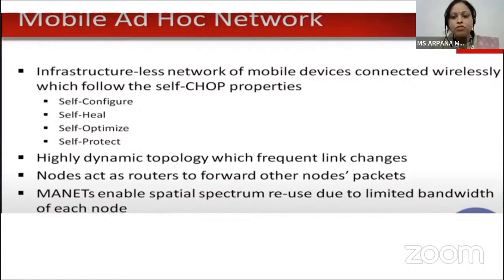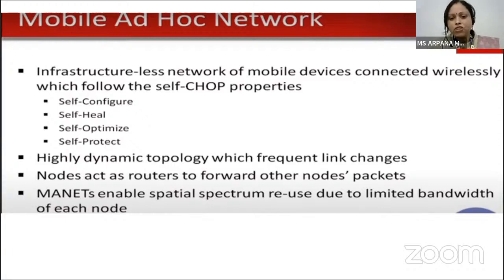Highly dynamic topology, which frequently changes. As we have already discussed, there is no central control. So within the same channel without central control, there will be a requirement of several links to communicate with each other. So we can say it is a highly dynamic topology which frequently changes. Nodes act as routers to forward other nodes' packets. Definitely, intermediate access points will forward the data, the packet, the information from the transmitting node to the receiving node.